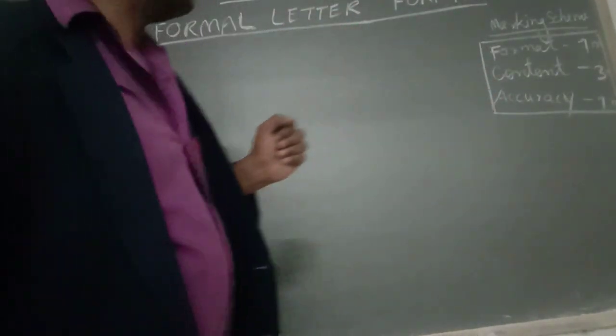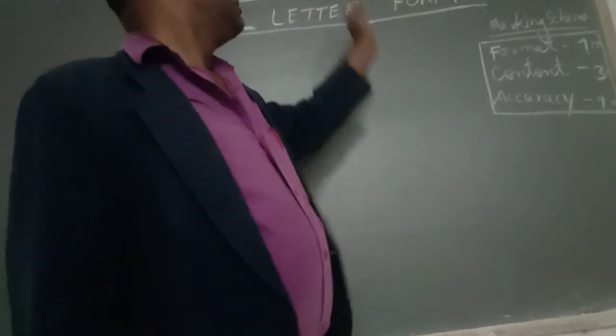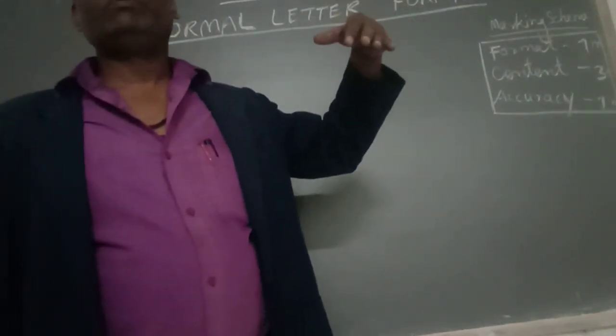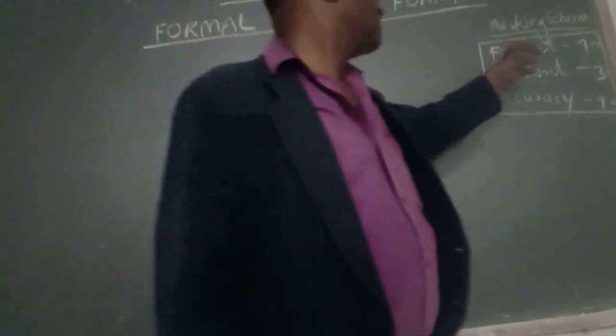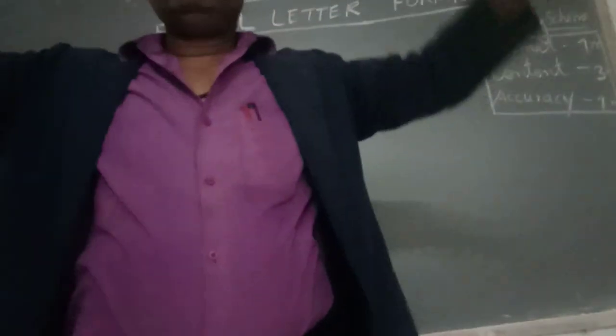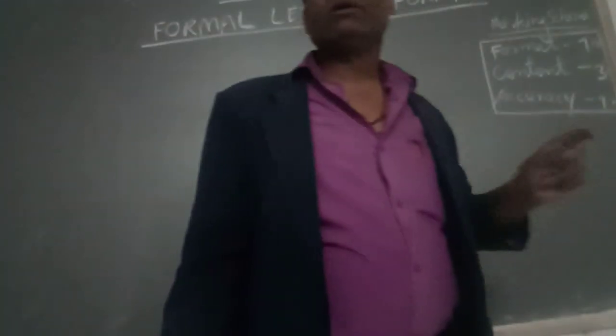Firstly, let me tell you what is the marking scheme. If you talk of the board exam, there is a system of checking. When examiners check the copies, we follow the system of marking scheme. The whole letter is divided into 3 parts. First one is known as format. Format means what is the look of the letter, in which shape the letter is written. This carries 1 mark. How many marks? 1 mark.